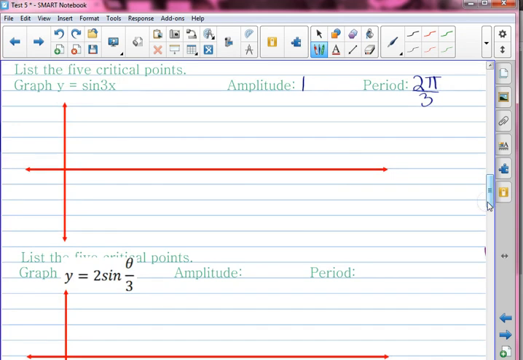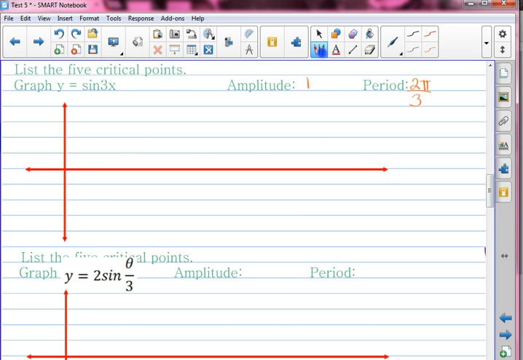Now I'm going to do this one. Graph y equals sine of 3x. First of all, you have to figure out what the amplitude and the period are. The amplitude is the number written in front of the word sine. There's not one, so it's understood to be 1. The period is 2 pi divided by the number written in front of x. So your period is 2 pi over 3.